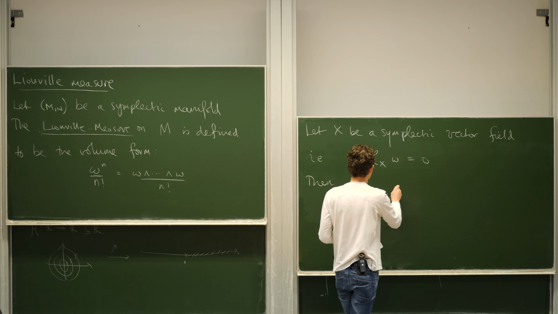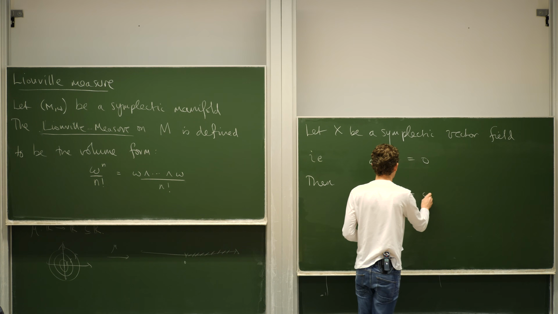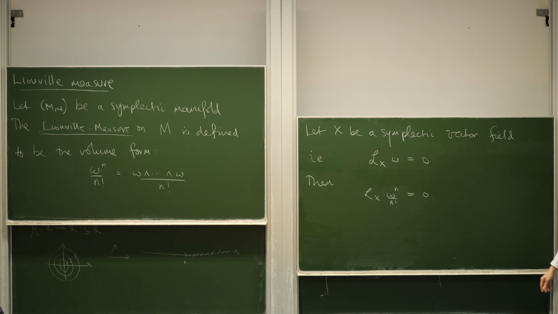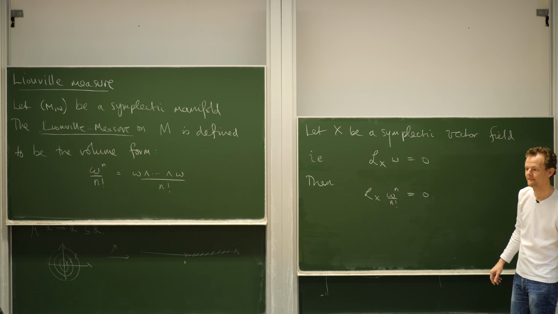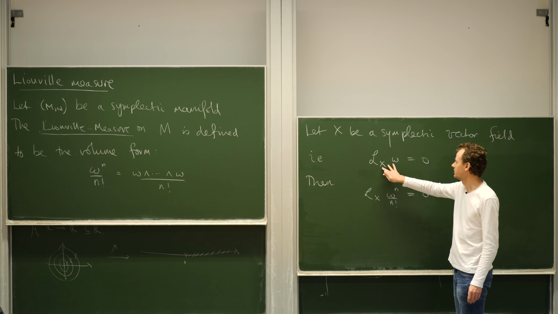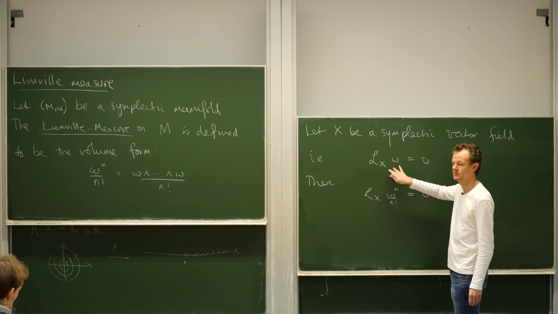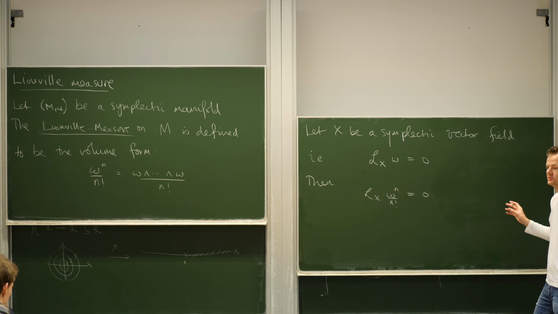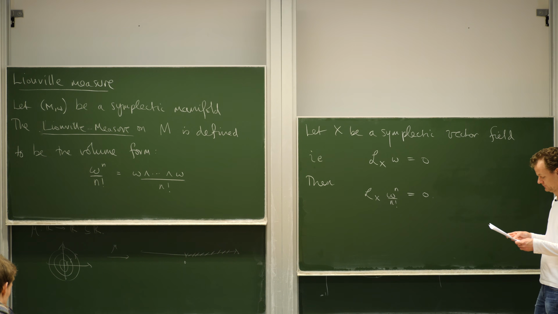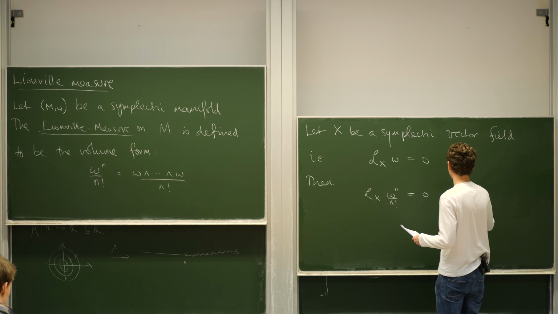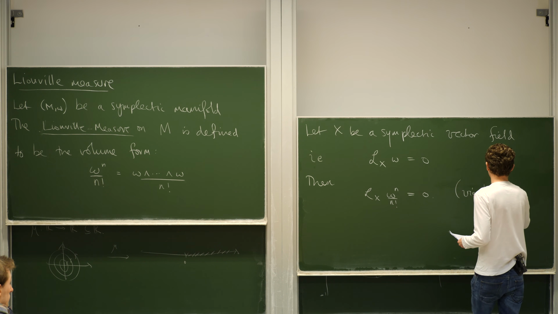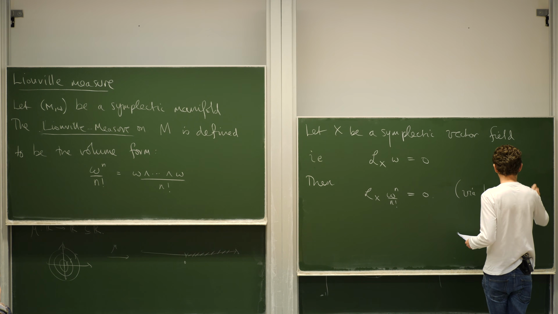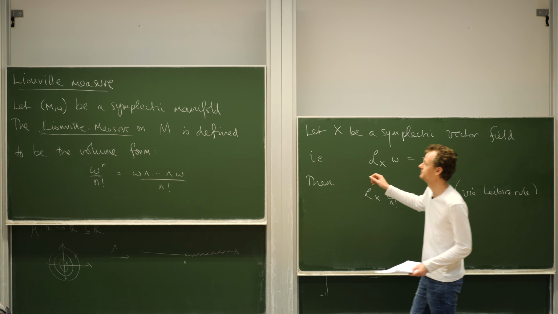Then what that tells us is we learn that the volume form is left invariant by a symplectic flow. Just use the Leibniz property here, and you're done. It's fantastic. So that shows us that symplectic flows leave this notion of volume invariant. And this is called Liouville's theorem. Right?